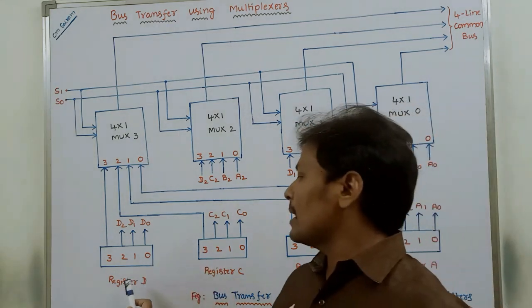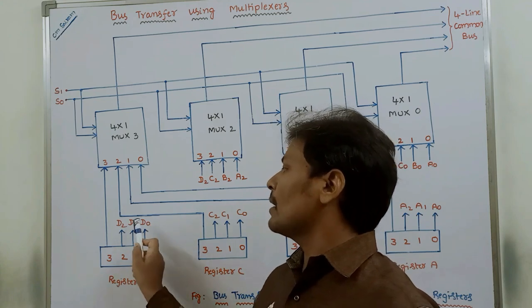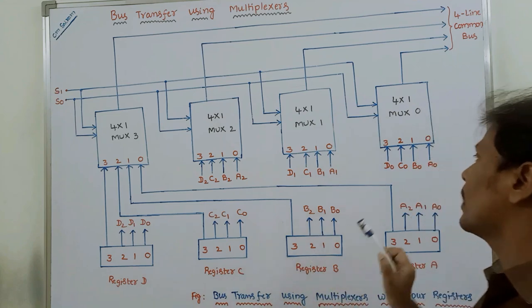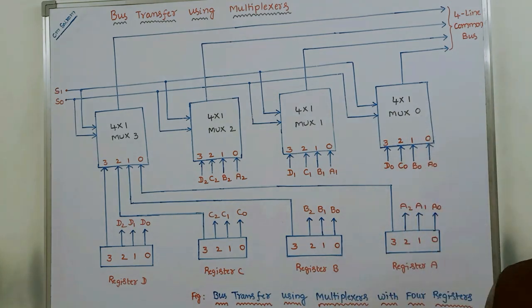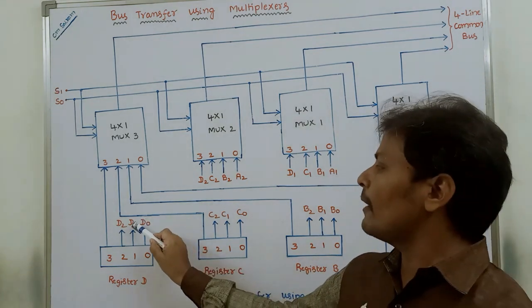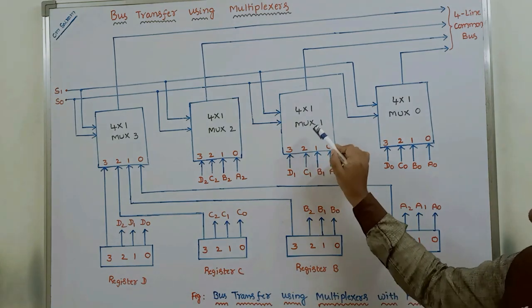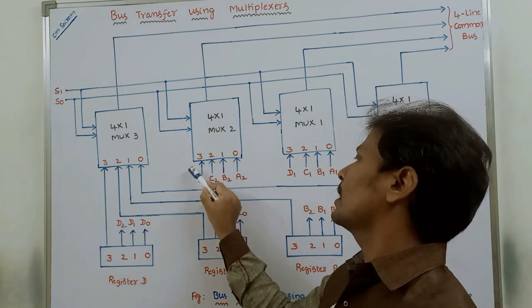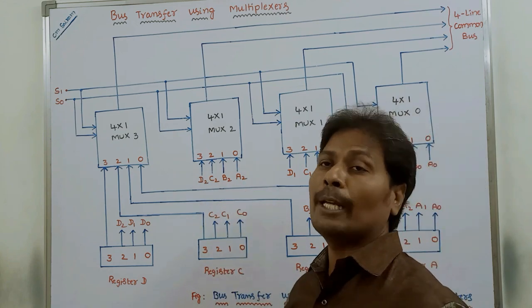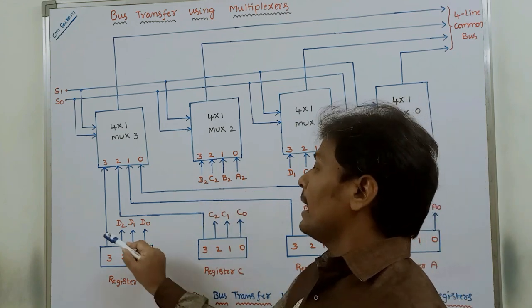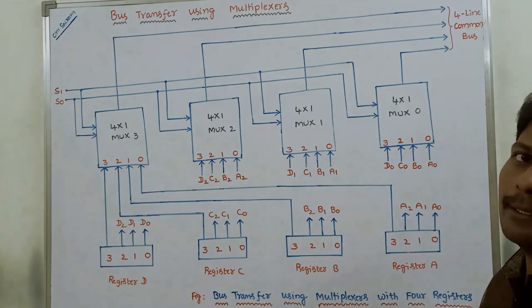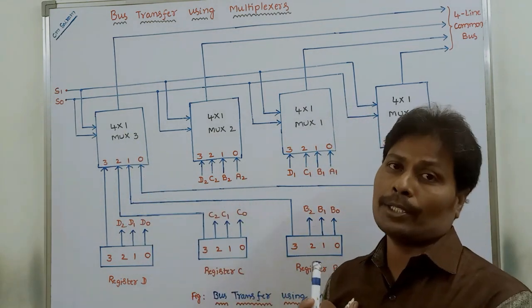Next, register D contains D0, D1, D2, D3. So, D0 is connected to the 3rd data input of multiplexer 0. D1 is connected to the 3rd data input of multiplexer 1. D2 is connected to the 3rd data input of multiplexer 2. D3 is connected to the 3rd data input of multiplexer 3. So, 4 data connections are there.